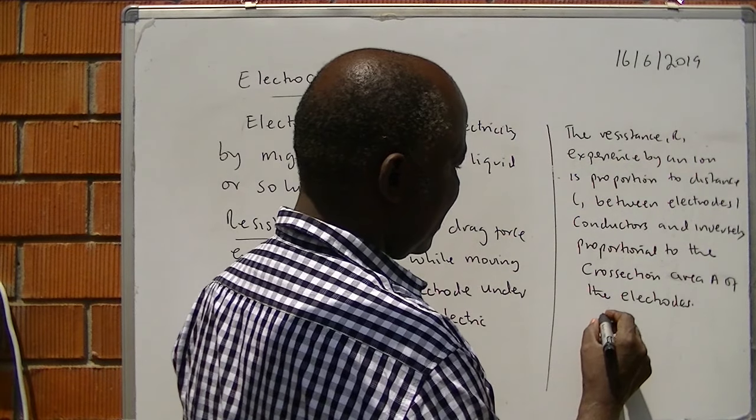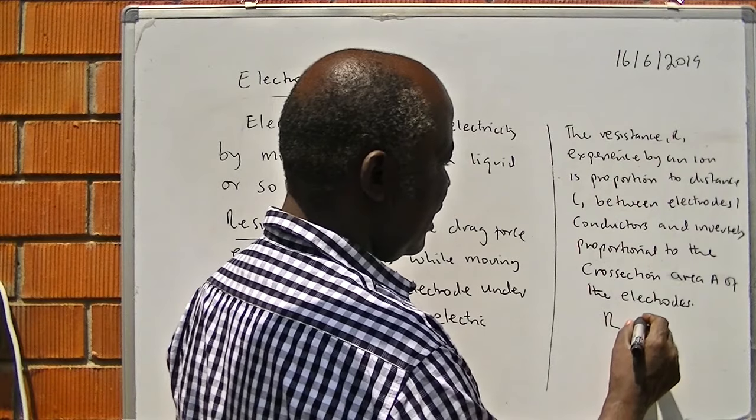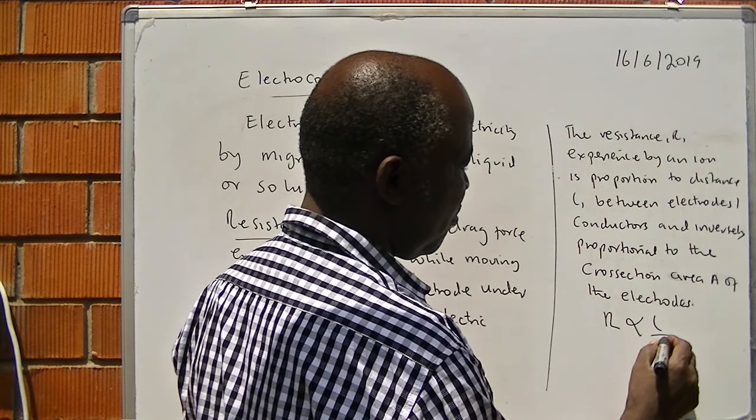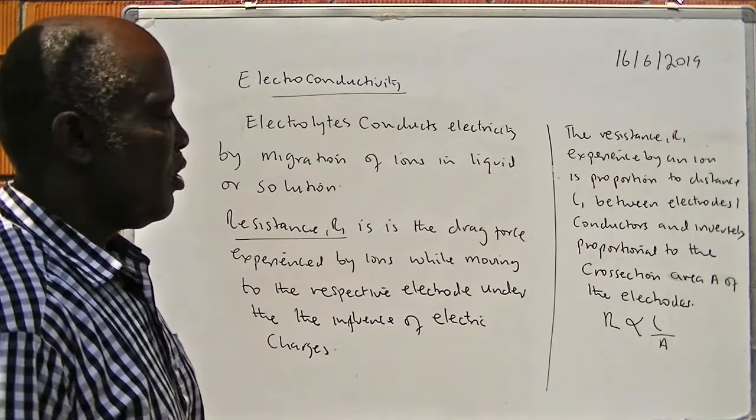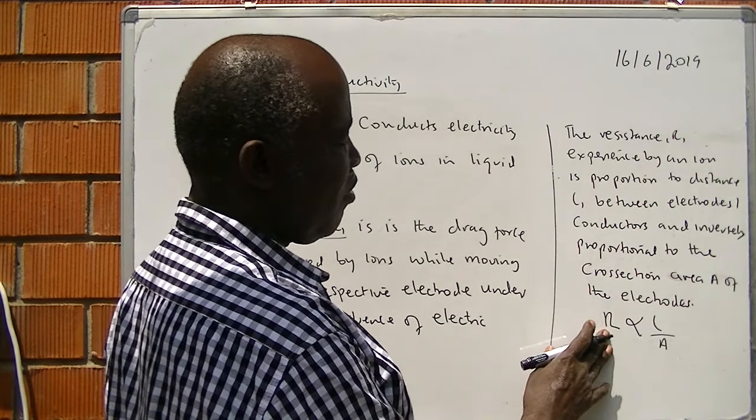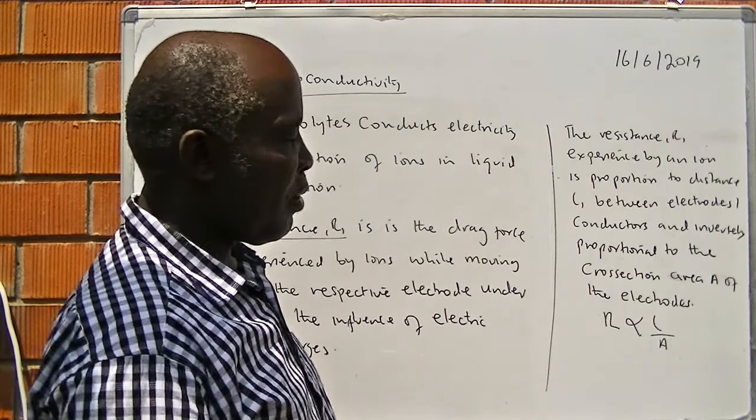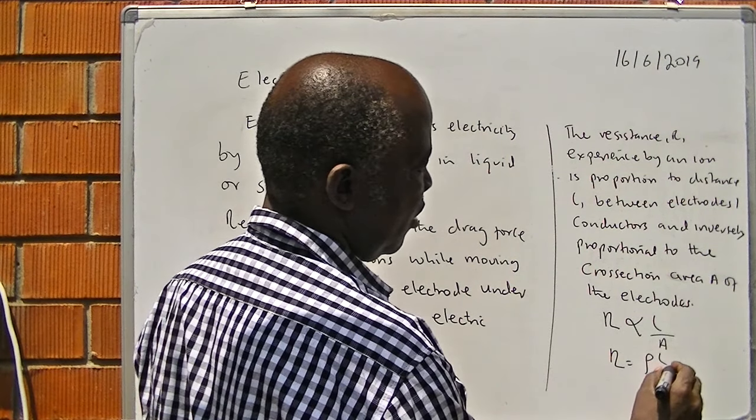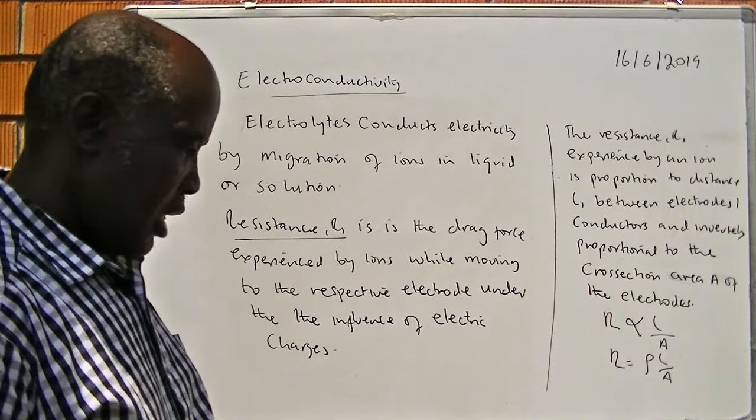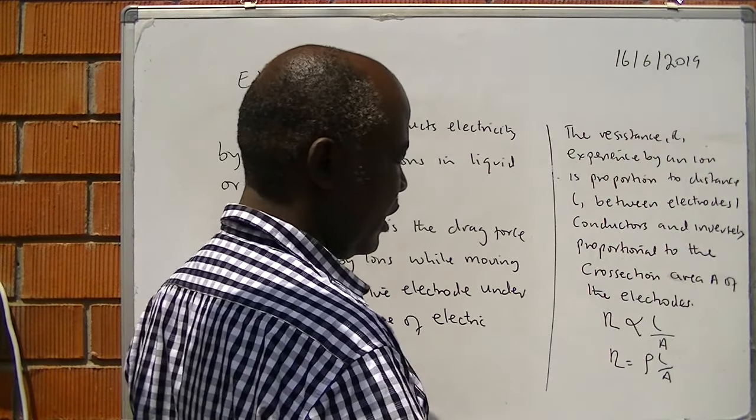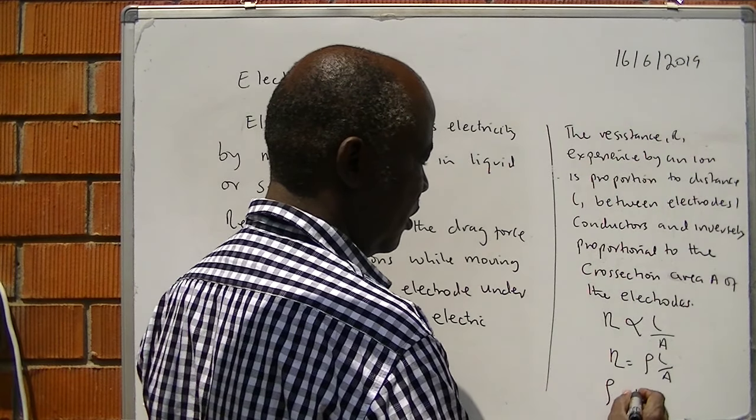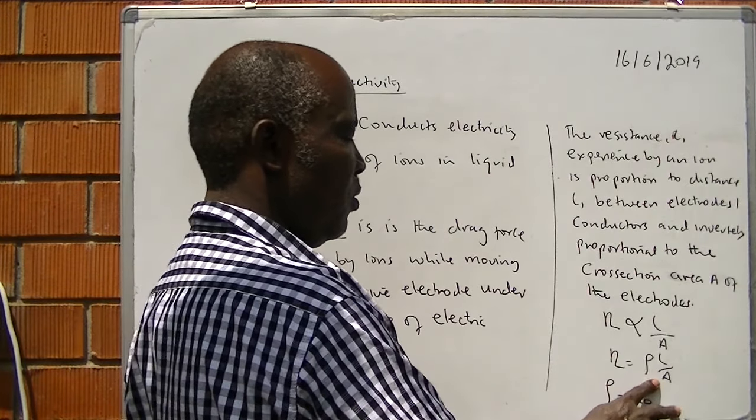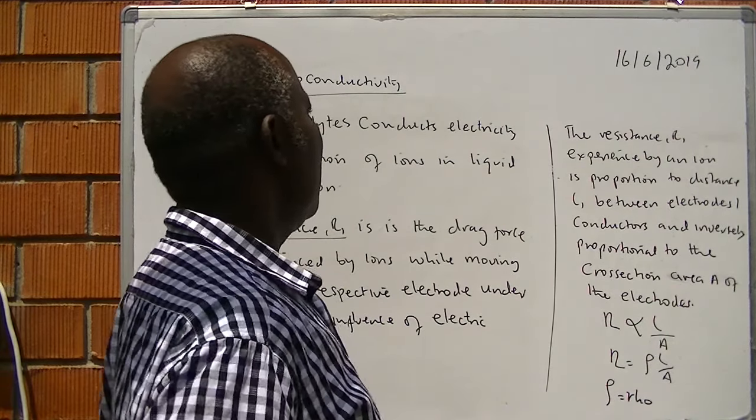Then you can now see that R, resistance R, is proportional to L, the distance between the electrodes, and inversely proportional to the cross-section area of the electrodes. To remove the proportionality sign, we put a proportionality constant. So R is equal to rho L over A. The proportionality constant chosen was rho, a Greek letter. So R is equal to rho L over A.